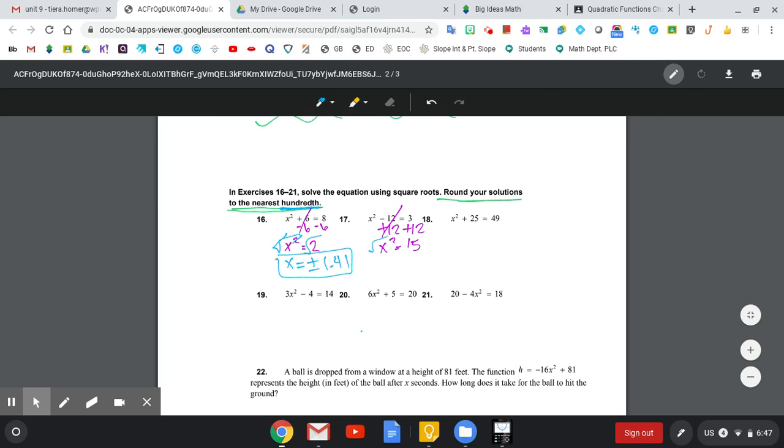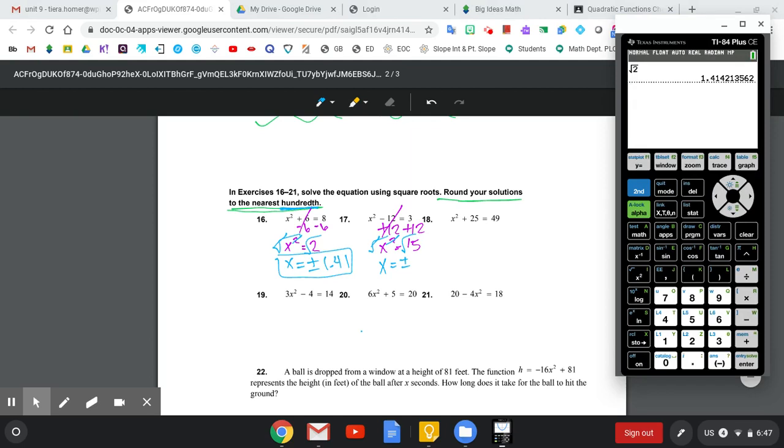Then to get the x by itself, I'm going to take the square root. When I do that, I just get x equals the square root of 15. 15 is a positive number, so I'm going to have two solutions, one positive and one negative. So I'm going to take the square root of 15 in my calculator. 3.872. That 7 is in the hundredths place, so I look at the 2. The 2 is less than 5, so the 7 stays a 7, so 3.87.